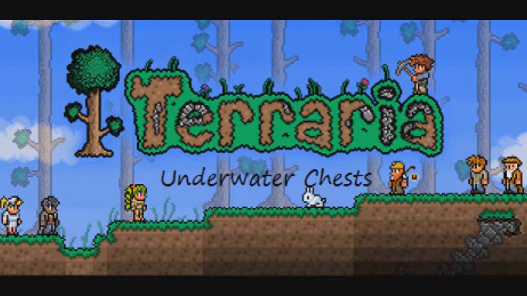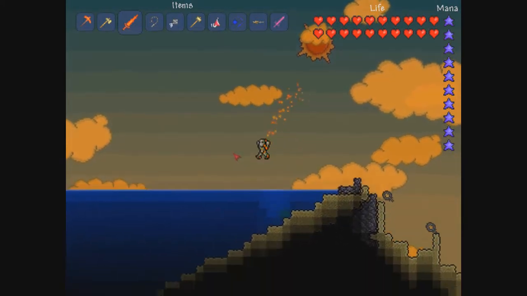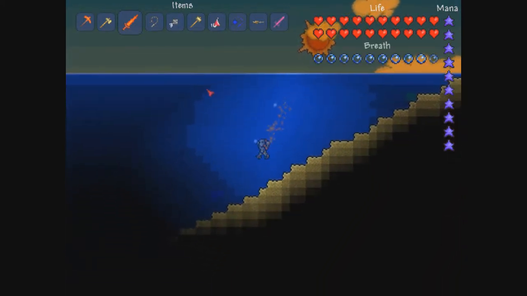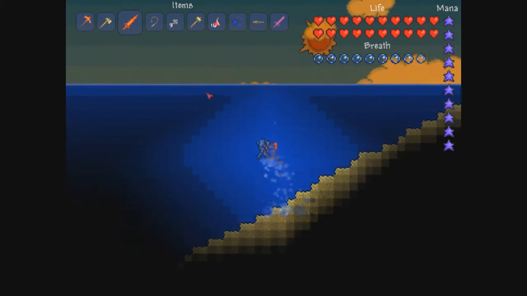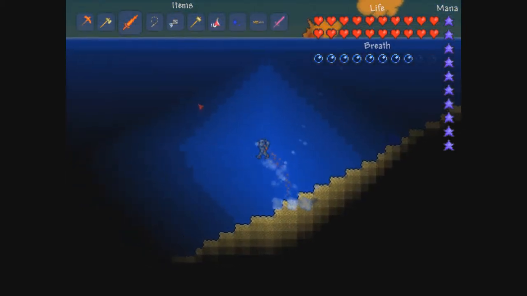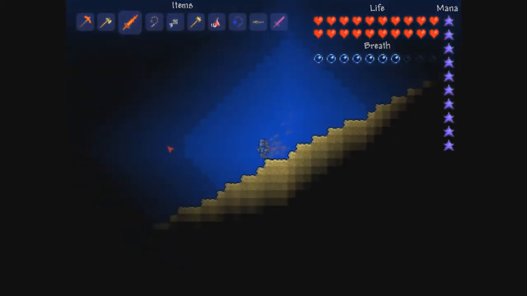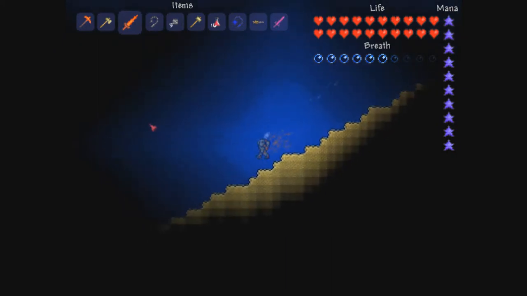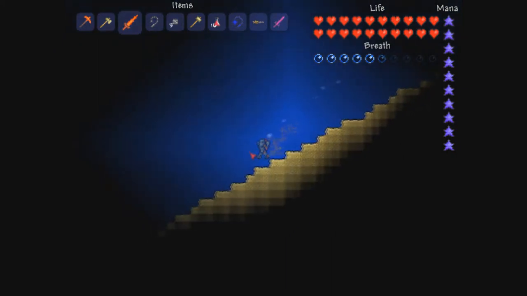I'm bringing you a Terraria clip on underwater chests. And for those of you that don't know where you find them, in the ocean. The oceans are large bodies of water found on the very left and right side of the map. They're great for draining into hell, if you want to make an easier hell.